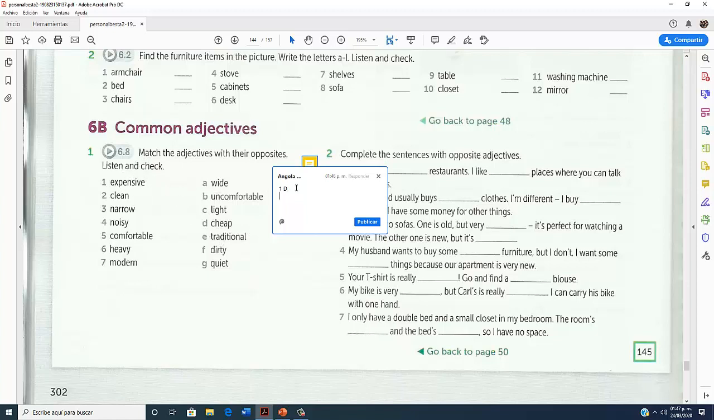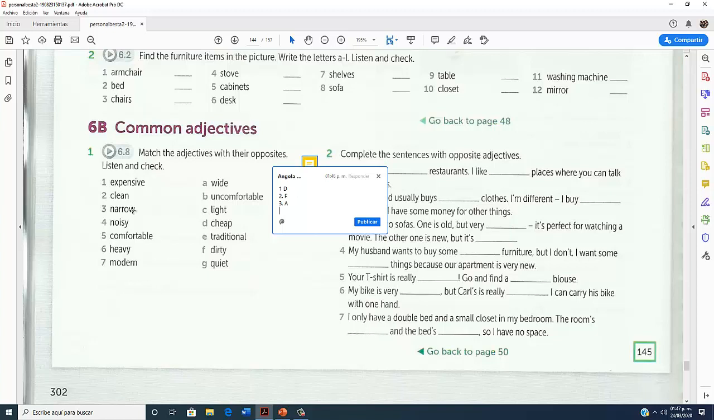Now, number two, the opposite of clean. Oh no, the opposite of clean is dirty, letter F. Number three, narrow. The opposite of narrow is wide. Remember, narrow is like the windows I showed you before, and the other is wide.